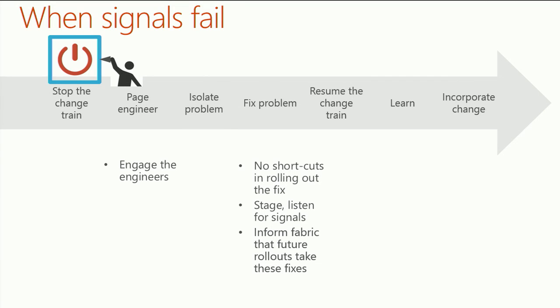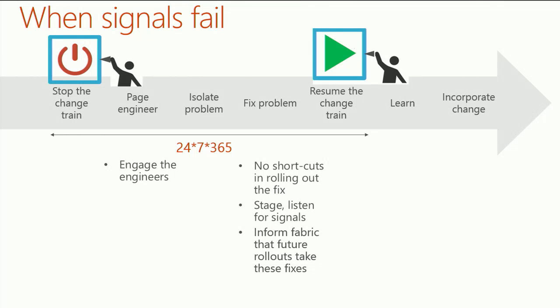And once the issue is identified, there are no shortcuts to rolling out. We again go through the staged rollout. We listen to all the signals very carefully. And then we also tell the underlying platform or the fabric that this particular fix has been rolled out, so that any hardware that is sleeping due to some hardware failure or some other reason, when it comes back online, takes this fix and goes back in rotation. The interesting thing is all of these activities, from stopping the change train all the way up to resuming the change train, happen 24/7, 365 days.